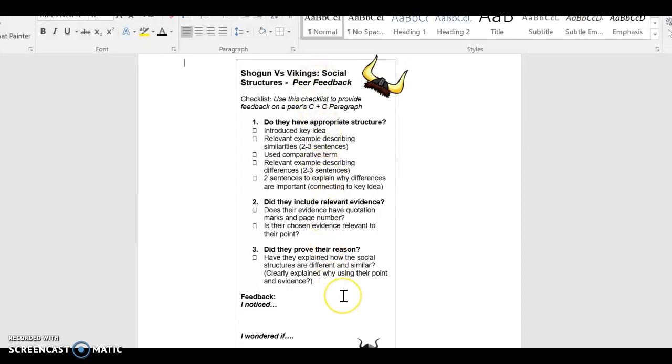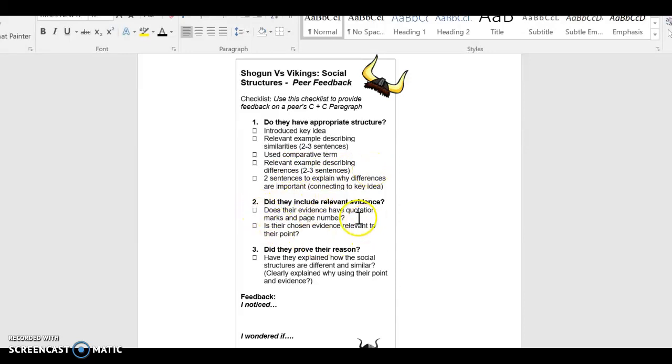This is essentially the ingredients. This is what you and your peer need to do to create an effective paragraph. So you will go through, have they done this job? Do they have the 2 to 3 sentences? Have they used the term? Have they looked at differences? And have they got that explanation of why differences are important? If they do, they get a tick. If they have one sentence, they don't get a tick here because they've not achieved that goal.